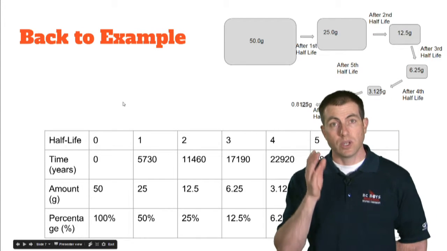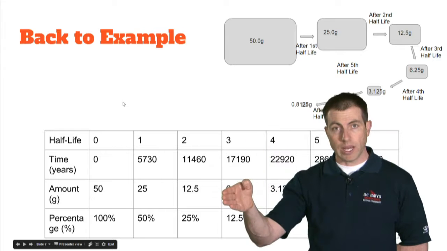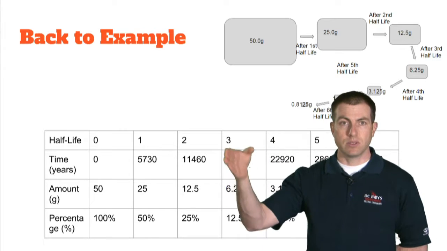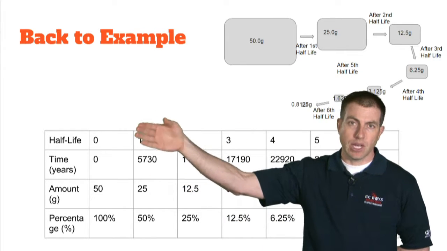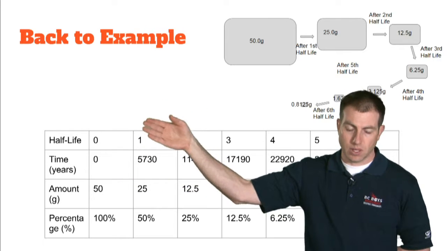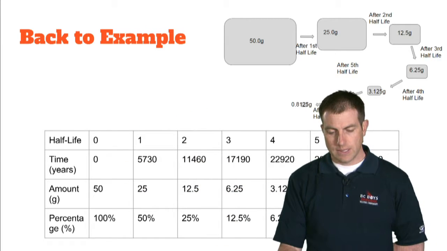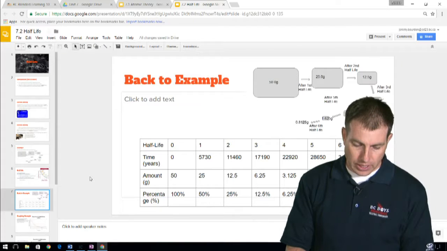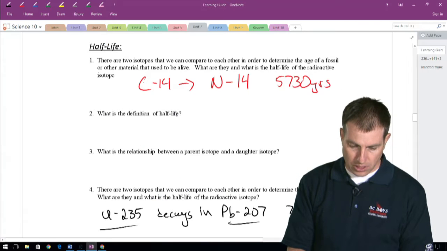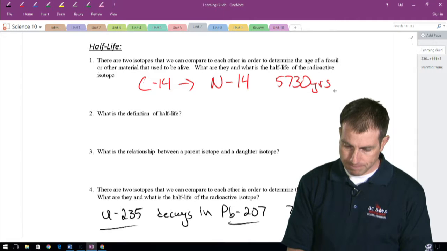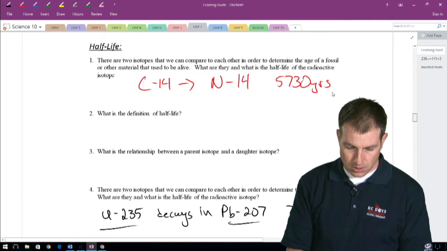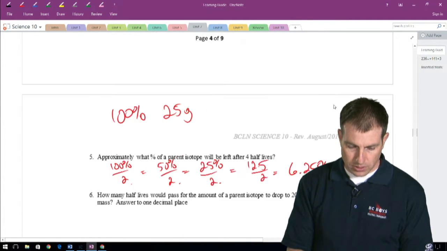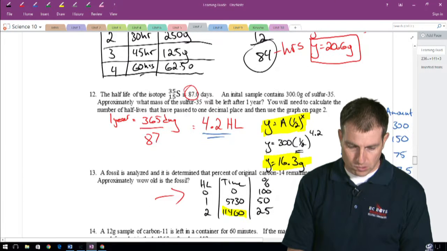Half-lives go up. You start at 0 always. After 1 half-life, you've got half left. 2 half-lives, another half. 3 half-lives, take a half. 4 half-lives, take a half. So I believe in the learning guide, it asks you to draw a table kind of like that.